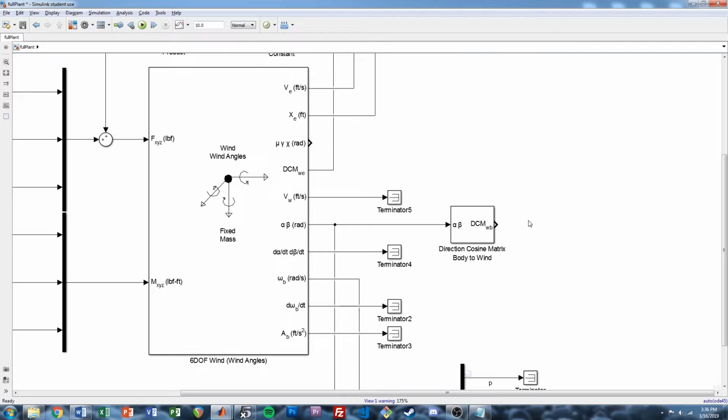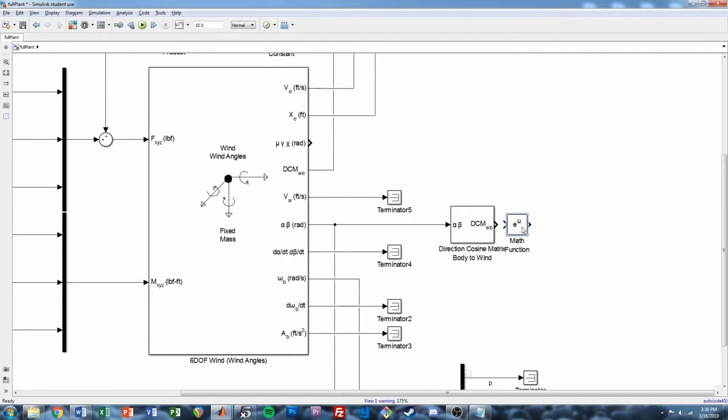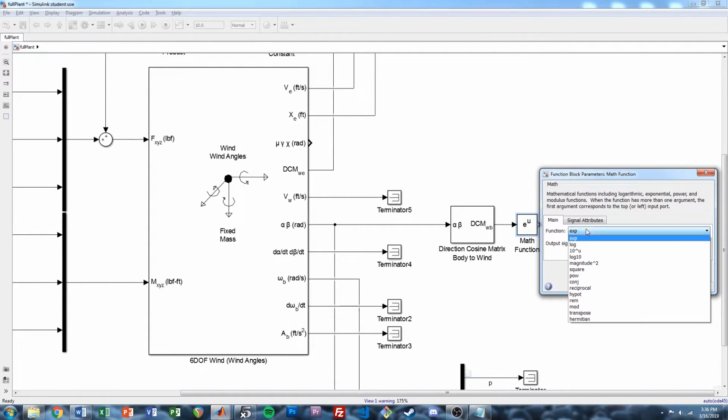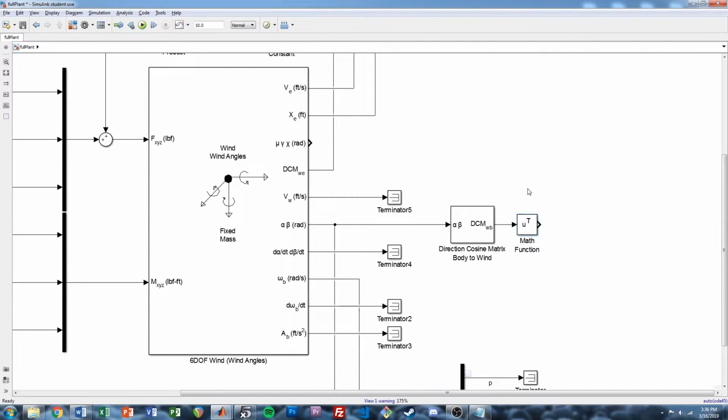But we don't want body to wind, we want wind to body. So I'm going to do a transpose, or I think it's a math function. And then if you double click, change the function to transpose. Okay, so now this is going to be wind to body. And we also need to go inertial to wind. So the first thing we need to do is go inertial to wind and then wind to body.